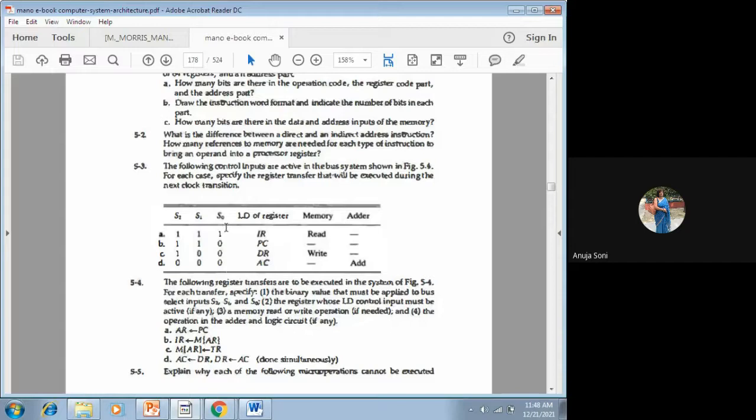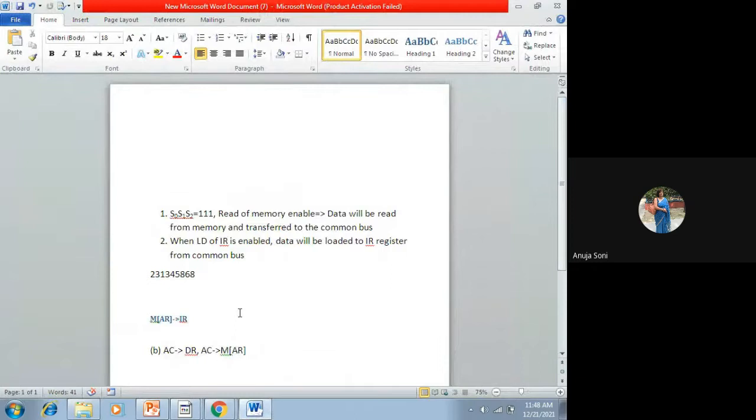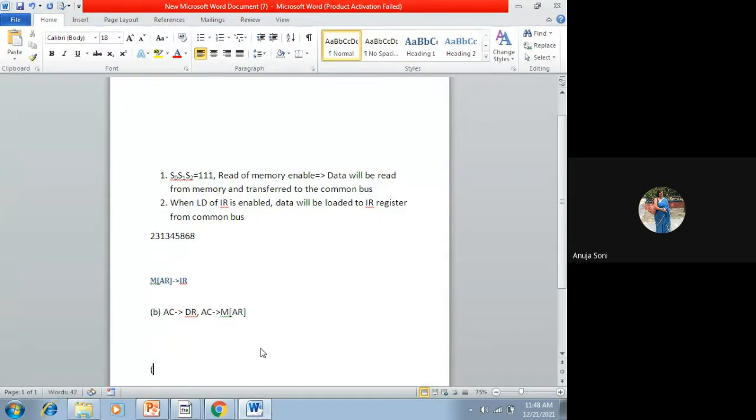So what it says is that whenever the value of S0, S1, S2 becomes 0, 0, 0, I'm talking about your question number, part D. So what will happen?